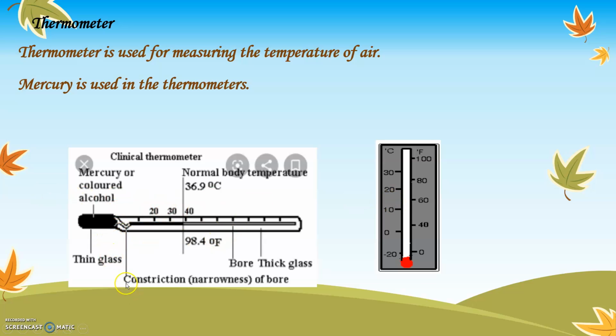It is made of thin glass construction, the outer portion. Then over here you have the numbers which show the amount of temperature, and inside the red one it is mercury or alcohol, and the normal temperature of the body is 36.9 degrees Celsius. If your temperature crosses this line, that means you have got fever.